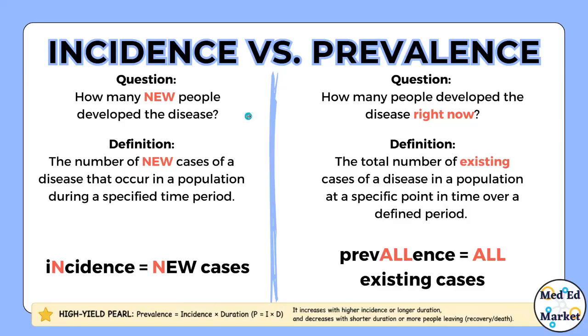So remember, this is our key concept, understanding incidence versus prevalence. Incidence is new cases, prevalence is all existing cases. And just a quick high yield: prevalence equals incidence times duration. So if we have higher incidence or a longer duration of the disease, we are going to be increasing prevalence. And if we have a shorter duration of disease or more people leaving, for example, because they are recovering or dying, that is going to lead to a lower prevalence.